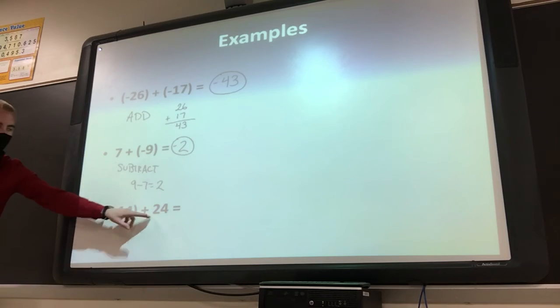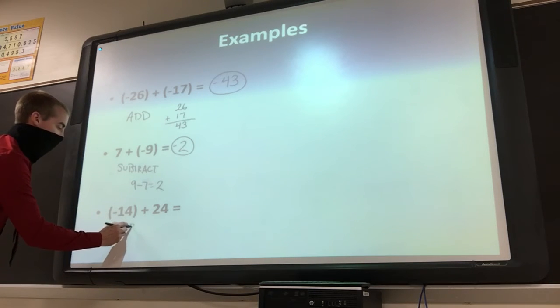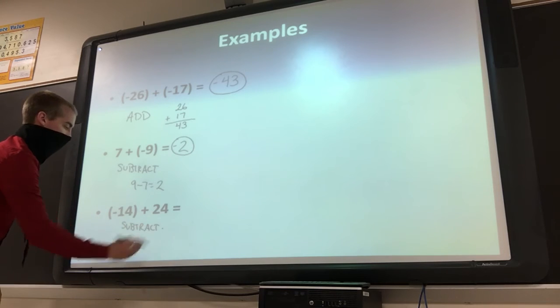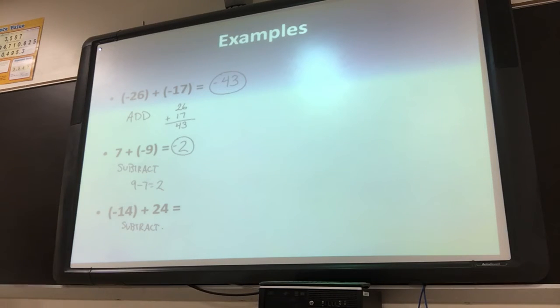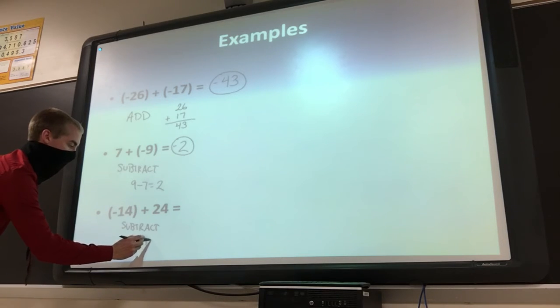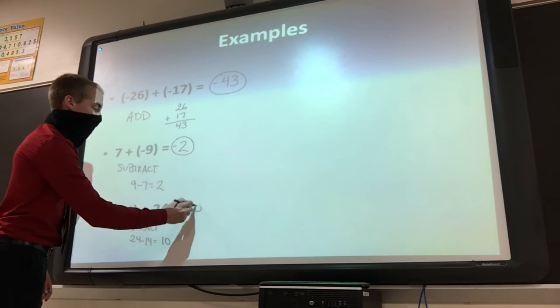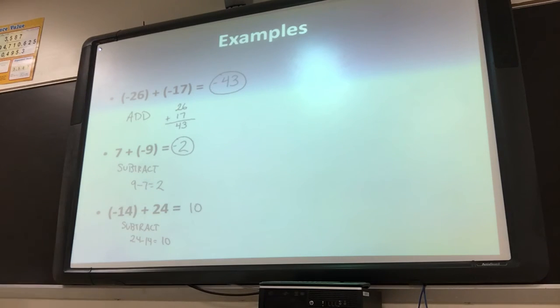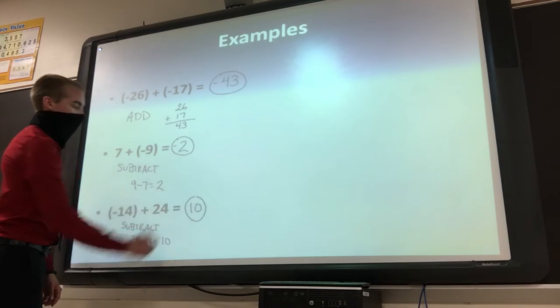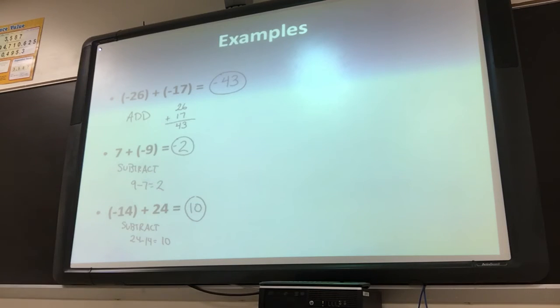Then we got negative 14 plus positive 24. We're going to subtract as well. So remember what I said, if we're subtracting, the bigger number comes first. Subtraction really doesn't work if you put the smaller number first. So do 24 minus 14, which equals 10. Now we focus on, is it positive 10 or negative 10? Well, 24 is the bigger number. 24 is positive. So 10 is also going to be positive. Positive 10.